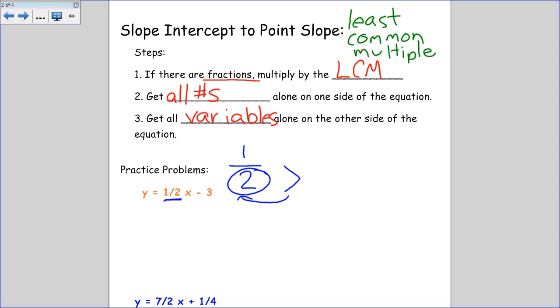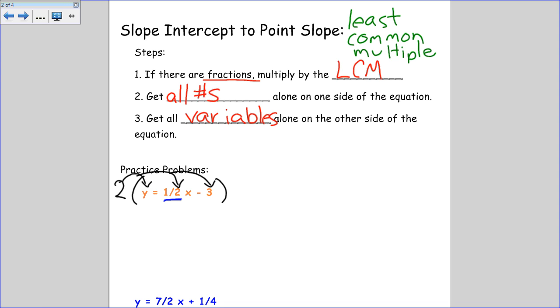Can we just use the number 2? Do we have another fraction we're looking at? No, I don't think we do, okay? We just have the 1/2. So to get rid of that, I need to multiply this entire equation by 2. Remember, when we distribute here, this 2 is going to be multiplied by every part of my equation.